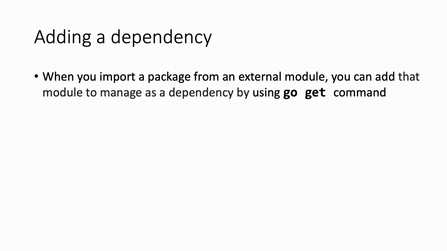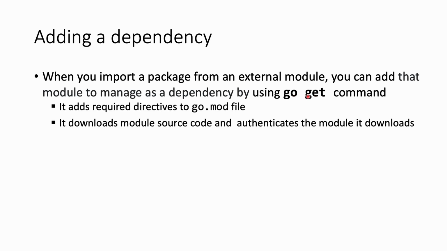Once you are importing packages from a published module, you can add that module to manage as a dependency by using the go get command. This go get command does the following. First, if needed, it adds require directives to your go.mod file for modules needed to build packages named on the argument of the go get command. A require directive tracks the minimum version of a module that your module depends on.